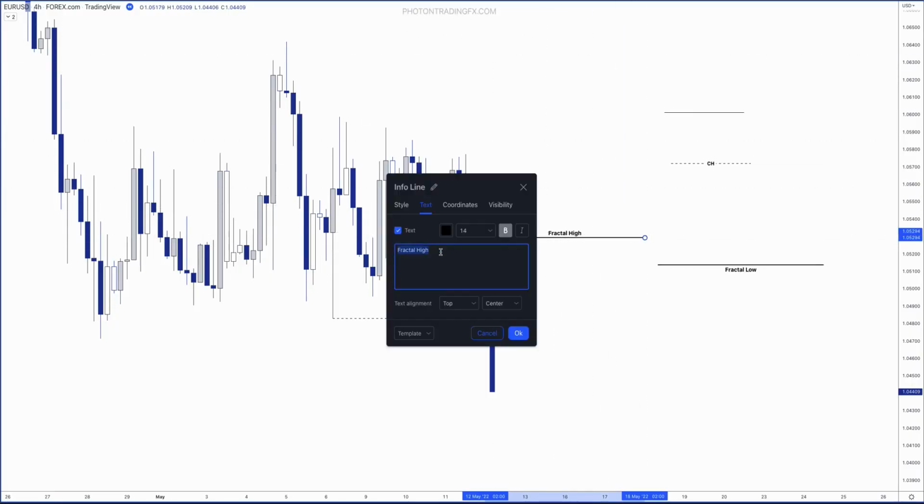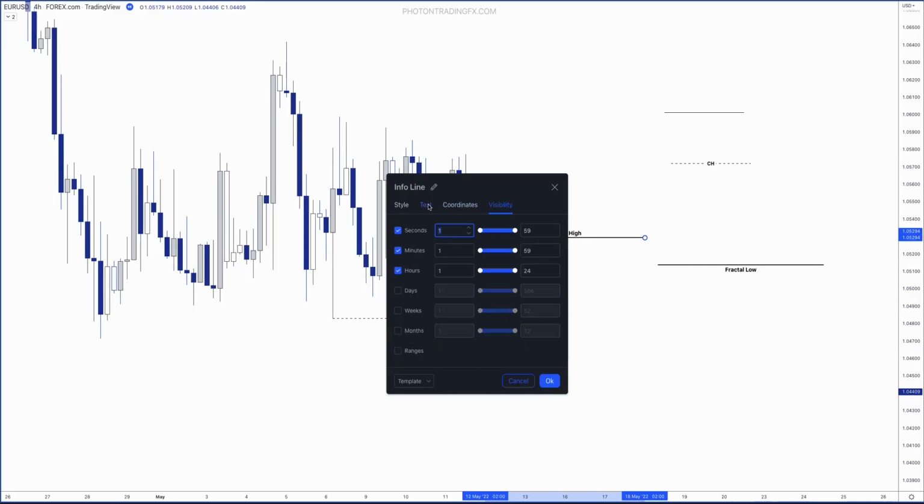So say you open this up, there's a text box up here. You can add whatever you want. So like fractal high, I've done fractal low for the other one, right? Because you can put the text in the middle or the bottom, center, left or right. You can play around with that. It's all reasonably self-explanatory: text size, color, what time frames it will appear on, all that fun stuff.